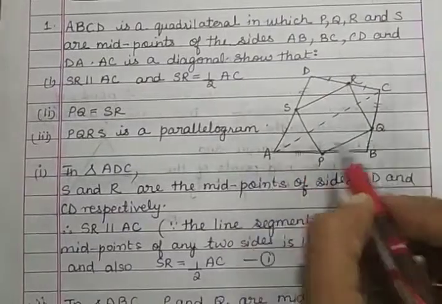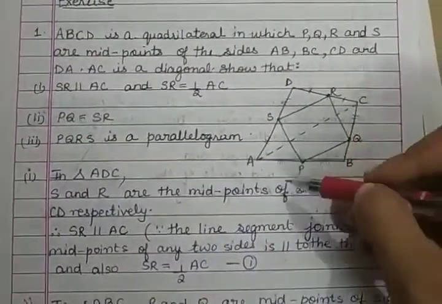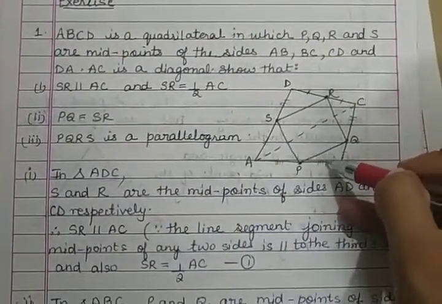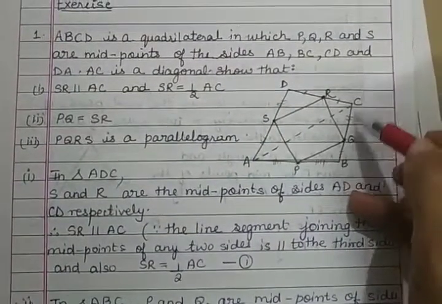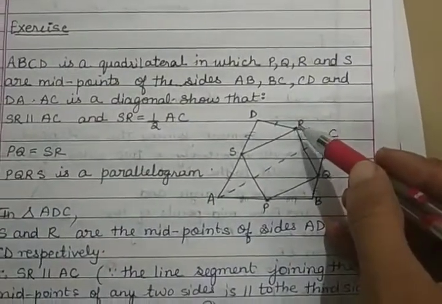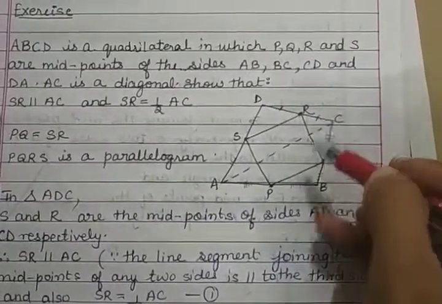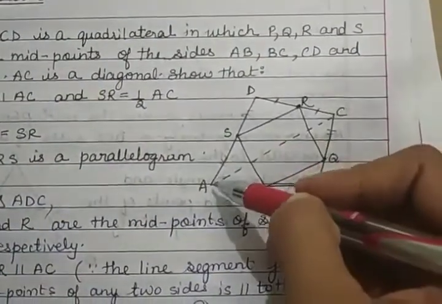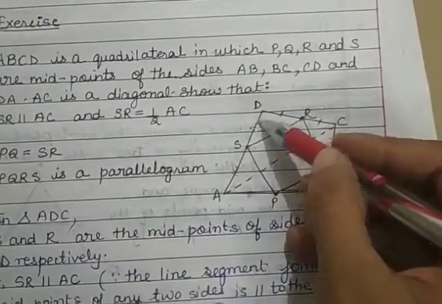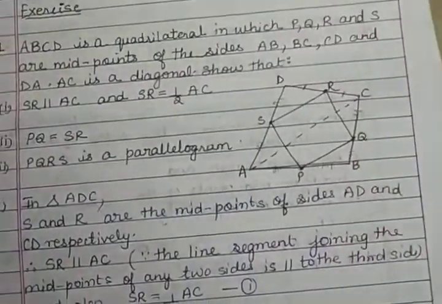You have a quadrilateral ABCD, and here you have P, which is a midpoint of side AB, meaning this side will be equal to this side. Q is a midpoint of side BC, meaning this side is equal to this side. R is a midpoint of side CD, meaning this side will be equal to this side. And S is a midpoint of side AD, meaning this is equal to this. Then you have AC, which is a diagonal, so you have joined the diagonal.